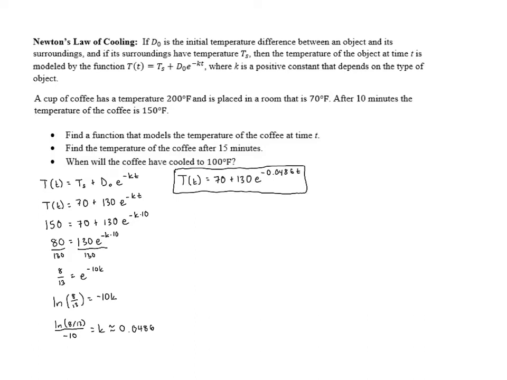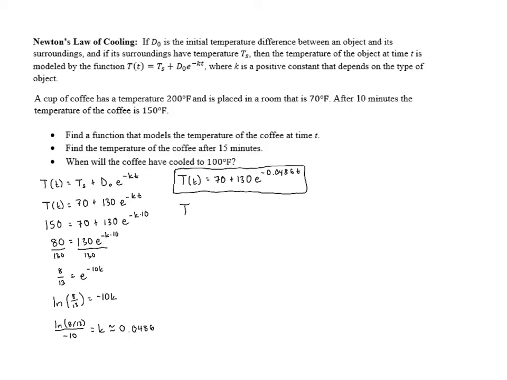Oftentimes, we might find ourselves in a situation where we've got a formula that has a constant, and we might not be told that constant directly, but we might be given enough information to figure out what that constant is. And that's what happened in this situation. So we've found the function, that's the first part. Now we want to find the temperature of the coffee after 15 minutes. So we just need to evaluate this function when little t equals 15.